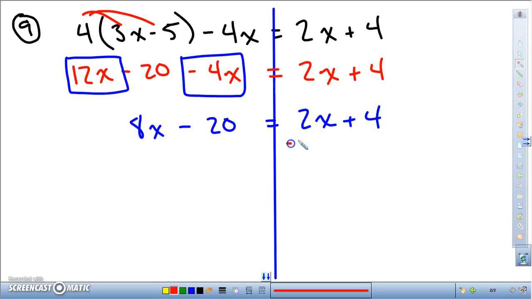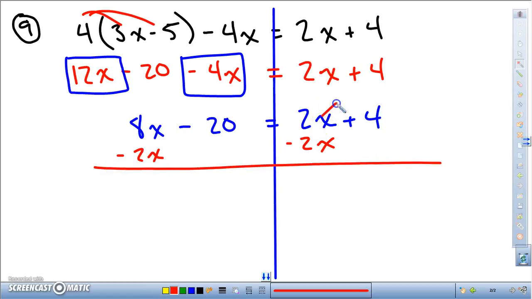All right, so I get to pick which variable I want to eliminate. I'll go with the 2x. So subtract that from both sides. 8 minus 2 leaves me with 6x. The minus 20 comes down. The equal sign stays on the line, and the 4 comes down on the right side.